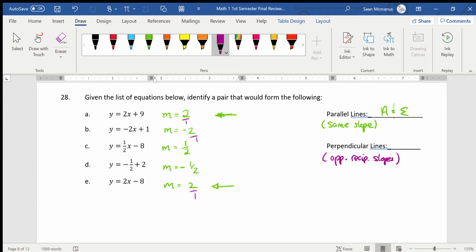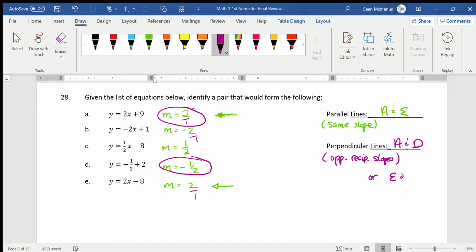If I look here, positive 2 and negative 1/2, those are opposite signs and reciprocals. So I know A and D, and actually I'll do them, well, that's just one pair. I could look here, this line E also has a slope of 2, so E and D. Let's do it.